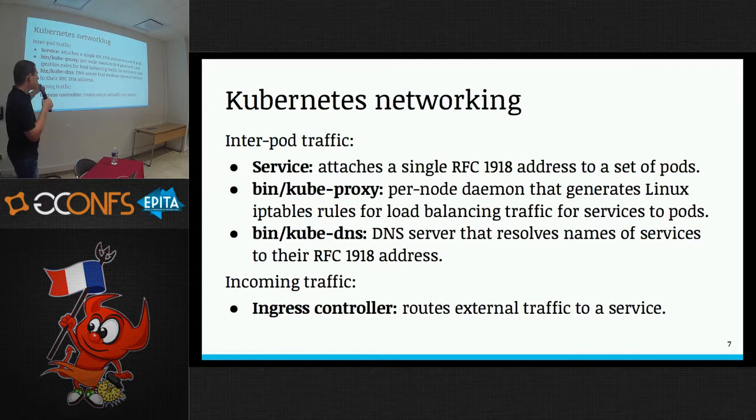Then there's another service called kubeDNS, and what that thing does is it allows you to resolve services by name. So in the case of that web server, if I would create a service called www, then kubeDNS allows you to resolve the hostname www.namespace.cluster.local, or with some kind of suffix, to the RFC 1918 address.